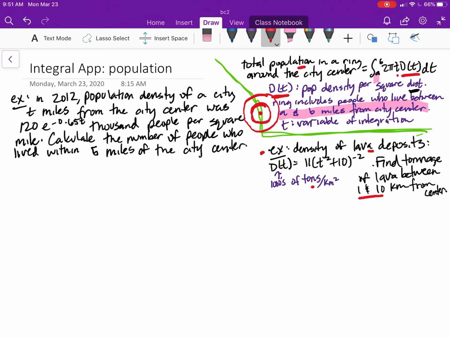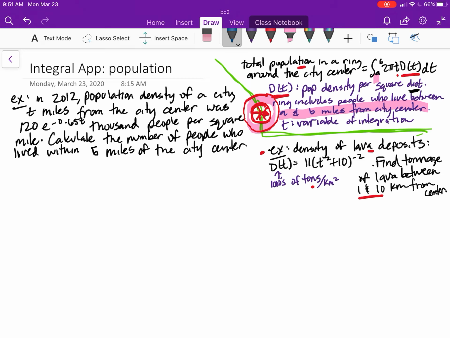In the first example, we say within 5. So, it'd just be talking about within 5 here. But between 1 and 10, we'd get this ring here. So this volcano erupts and it shoots off lava. We're calculating the approximate amount of tonnage of lava deposits within that ring, 1 to 10. Okay, let's jump into some examples then.